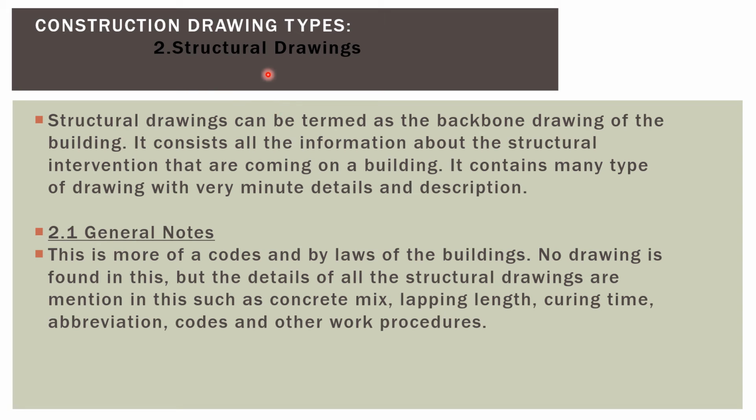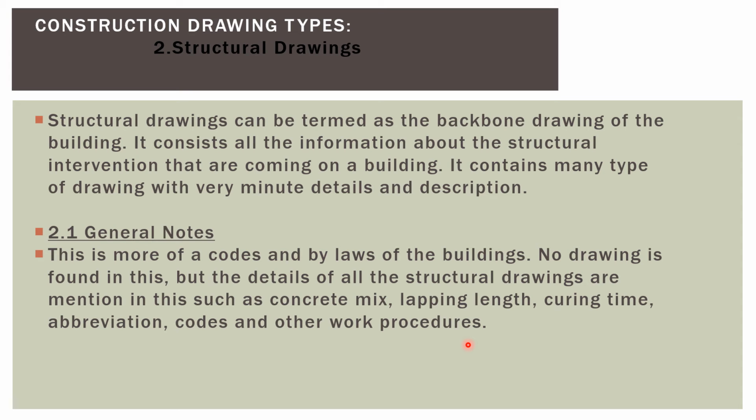First portion of the structural drawing is the general notes. This is more about the codes and bylaws of the buildings. Like you are using concrete of strength 20 megapascal, but the ACI code allows that you cannot go below 17 megapascal. So we are following the codes and bylaws of the building. No drawing is found in this, but the details of all the structural drawings are mentioned in this, such as concrete mix, lapping length, curing time, abbreviations, codes, and other work procedures.